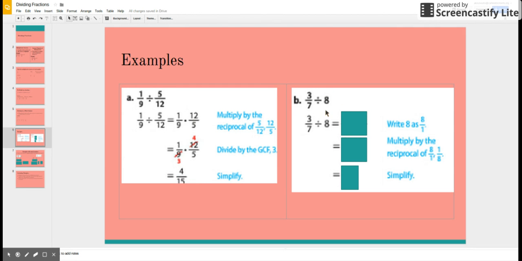Let's look at our next example here. 3/7 divided by 8. All right, well, first thing I'm going to do is put this 8 over 1. I just rewrote the same problem. Then I'm going to flip this, so then I'm going to multiply by the reciprocal, whatever that flipped fraction is. It'll be 3/7 times 1/8. And then I'm just going to go across and multiply. 3 times 1 is 3. 7 times 8 is 56.